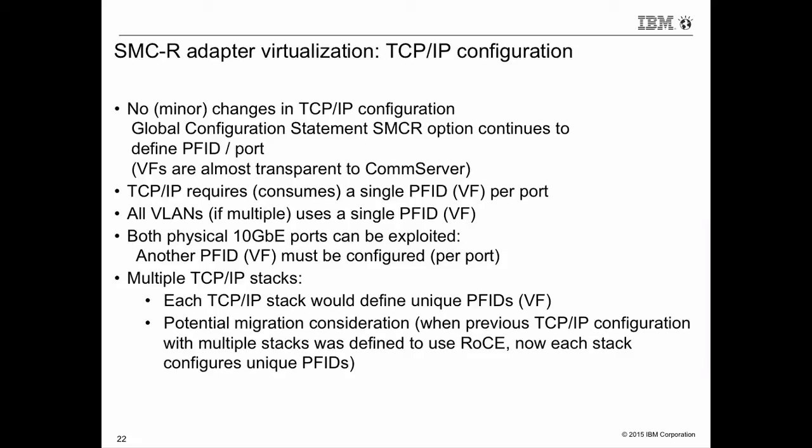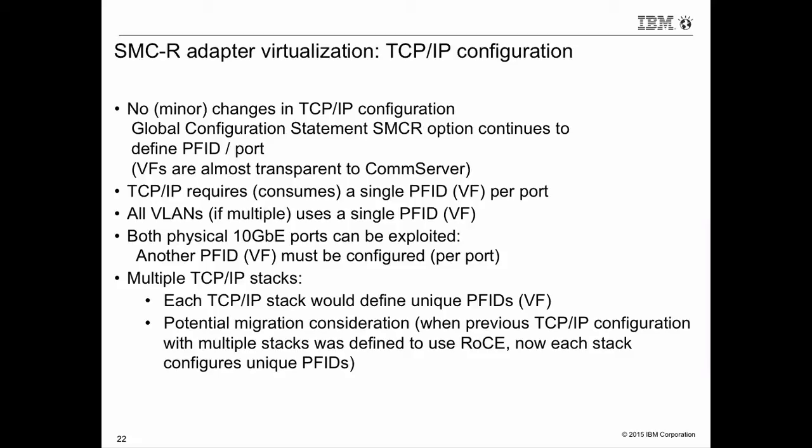Previously, when you enabled SMC-R, you had to specify the PCIe function ID and port that you wanted to use. That remains basically the rule. The virtual functions we mentioned before that are defined through HCD are mostly transparent to Communications Server. You don't really need to, as a z/OS administrator, know them or specify them anywhere, but we do provide some displays that show what those values are, which may be interesting for diagnostic purposes. So we say minor changes.